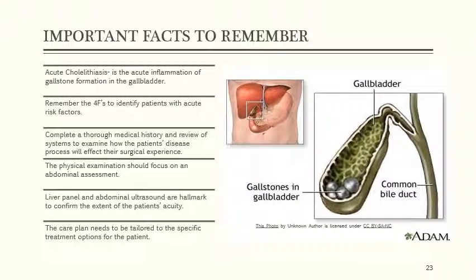Before concluding the case study, I want to go over some important facts to remember. Any patient having acute cholelithiasis is experiencing inflammation to the gallbladder that is resulting in gallstones. Also note the 4 F's of acute risk factors, which is female, 40, fertile, and fat. Always complete a very thorough medical history and a review of systems. Your physical examination should focus on an abdominal assessment. A liver panel and an abdominal ultrasound are hallmark diagnostic tests to confirm the extent of the patient's acuity, and make sure that your care plan is tailored to meet the specific treatment options for the patient that is experiencing inflammation of the gallbladder.